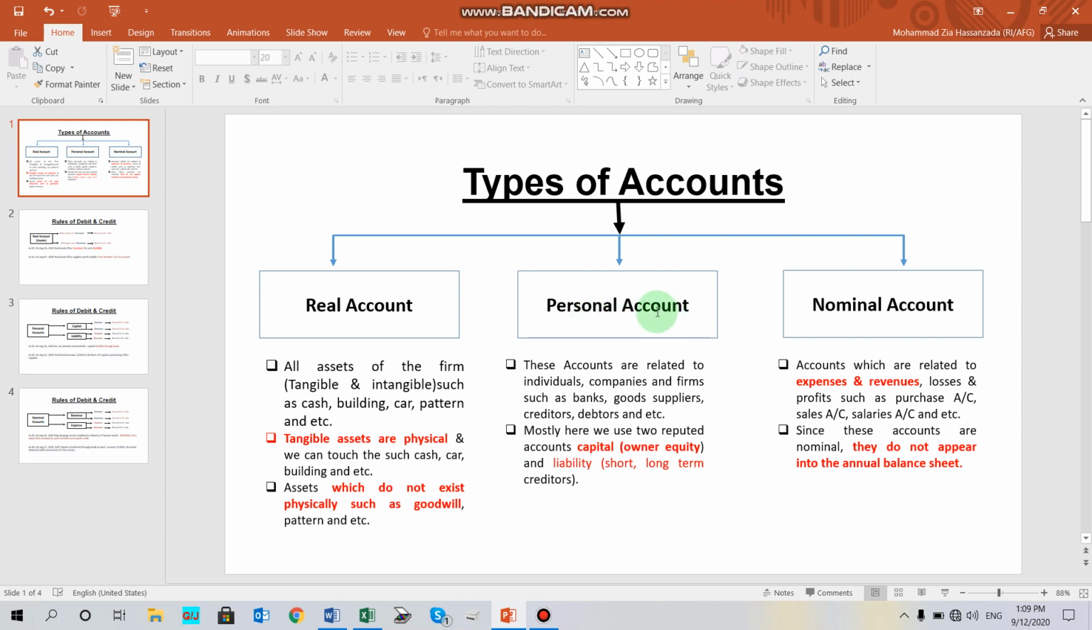Also, personal accounts are related to the individuals, firms, and business entities who are dealing with our organization. Mostly within the personal account, we record two important types of account, which are capital account or owner equity, and liability, which covers the short-term loan, long-term loan, and creditors. Nominal account is related to our expenses and revenues. Since these accounts are nominal, at the end of each financial year we close these accounts, which means they do not appear in the annual financial balance sheet.